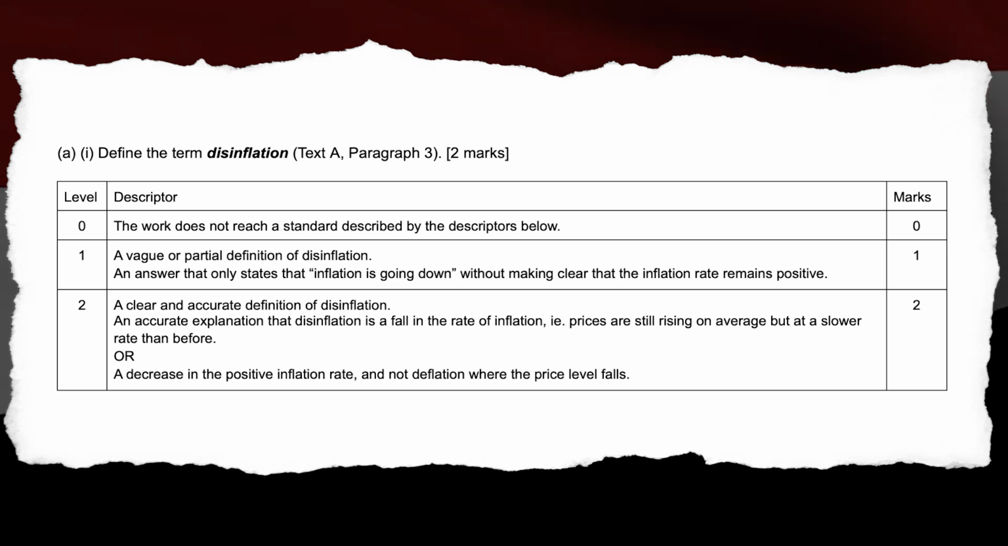An accurate explanation that disinflation is a fall in the rate of inflation, i.e., prices are still rising on average but at a slower rate than before. Or, a decrease in the positive inflation rate and not deflation where the price level falls. 2 marks.